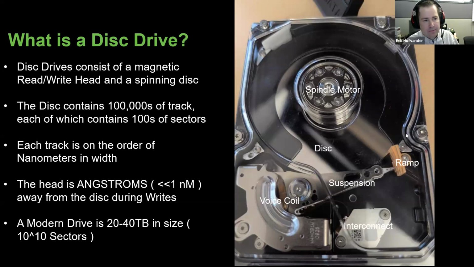On the end of that flyer, called the slider, there is a head. This head will be moved up and down from the slider towards the disk surface, and it can be moved within angstroms of the disk during writes. Again, a modern drive is going to be up to 40 terabytes in size, so 10 to the 10th sectors on this piece of disk, and we have to be able to find each of them uniquely within a few milliseconds. So hard drives are basically impossible.